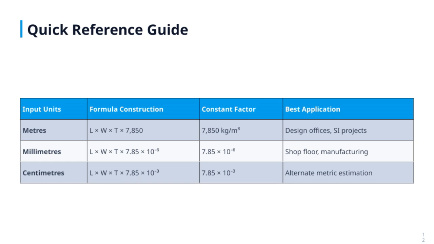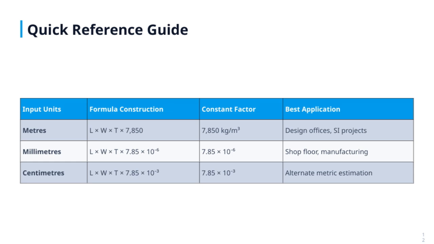Starting with meters, this is the most common unit for larger structures. The formula here is length times width times thickness, multiplied by a constant factor of 7,850, which is the density in kilograms per cubic meter. So, if you're designing offices or working on projects that follow the SI system, this method is quite straightforward and accurate.